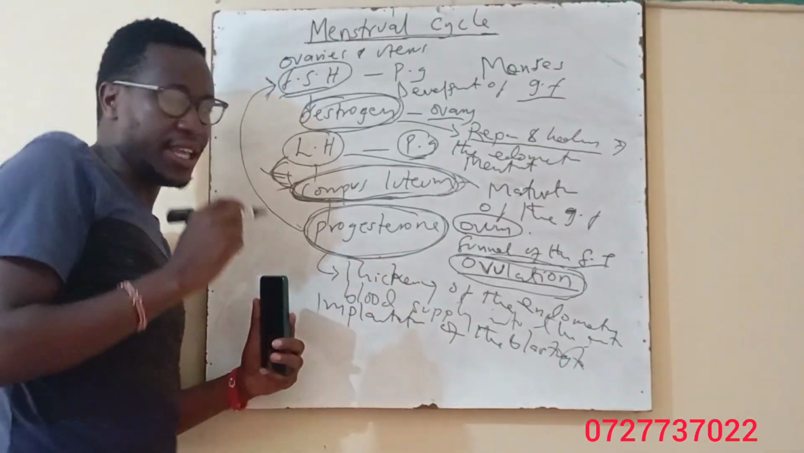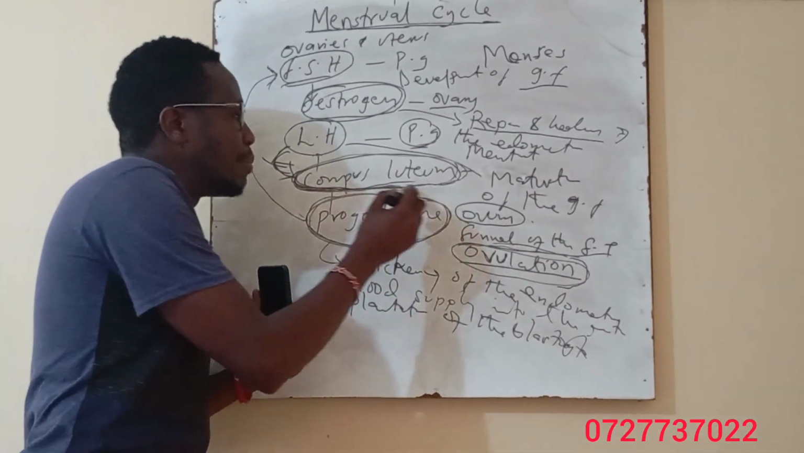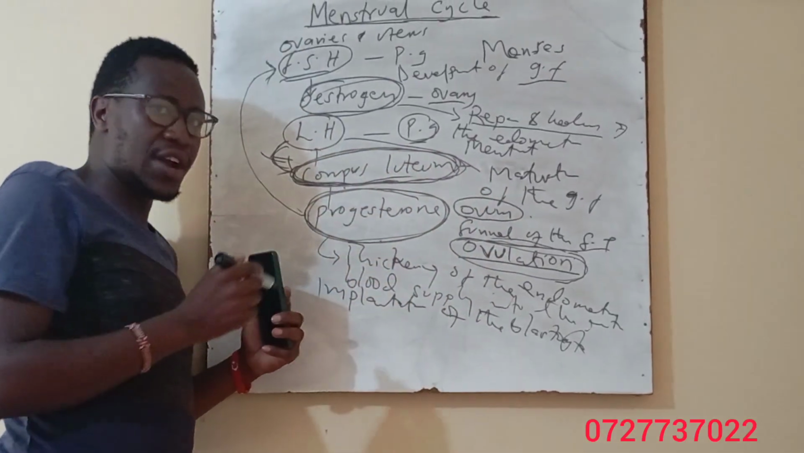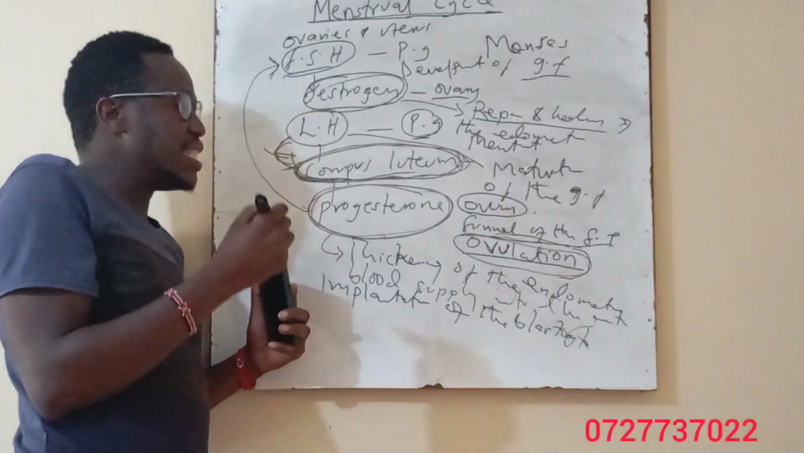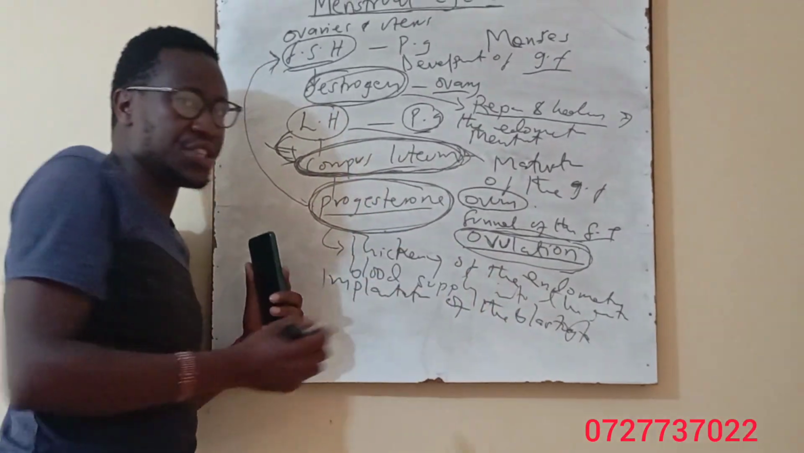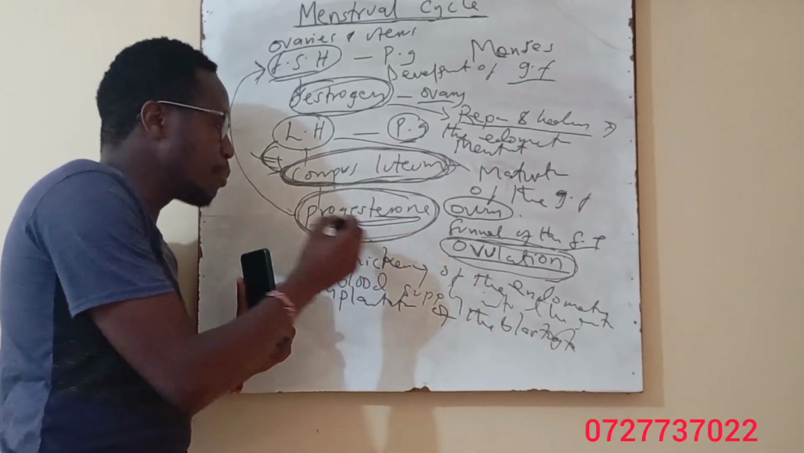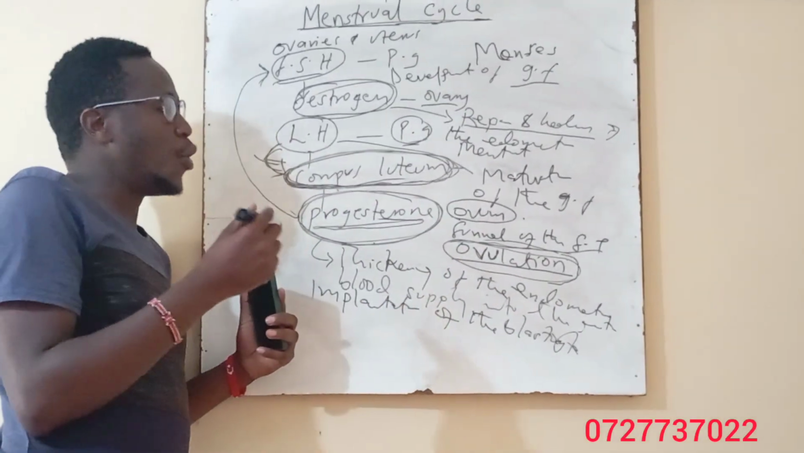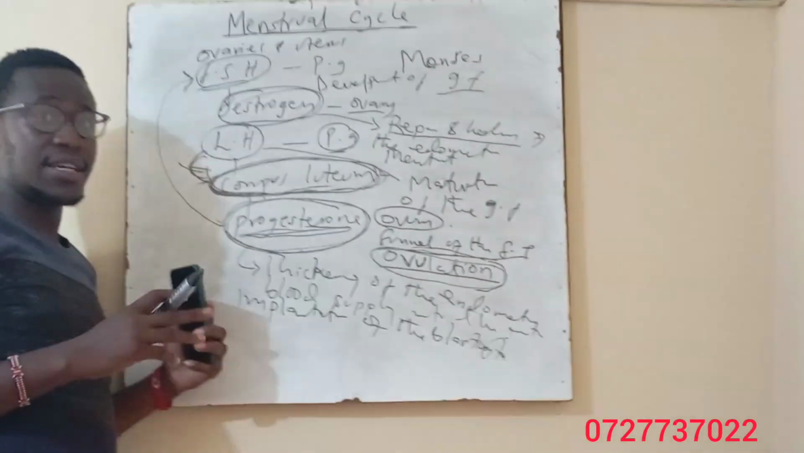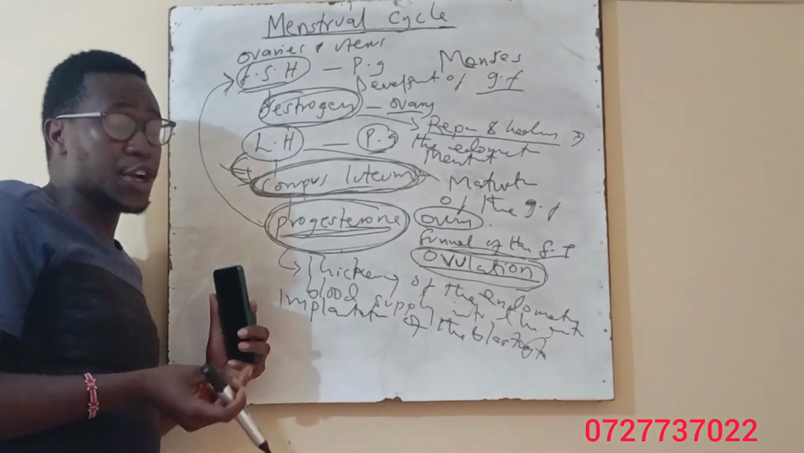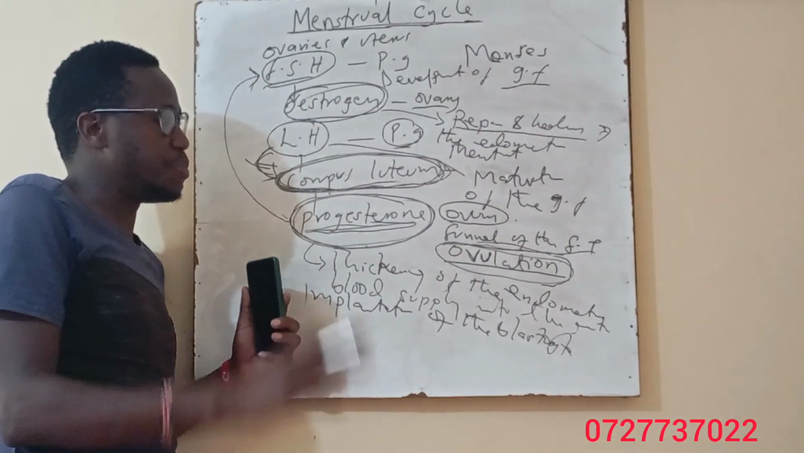If fertilization fails, the corpus luteum degenerates, and this leads to a drop of the progesterone. Now the endometrium sheds, and the cycle begins again. The cycle repeats itself.